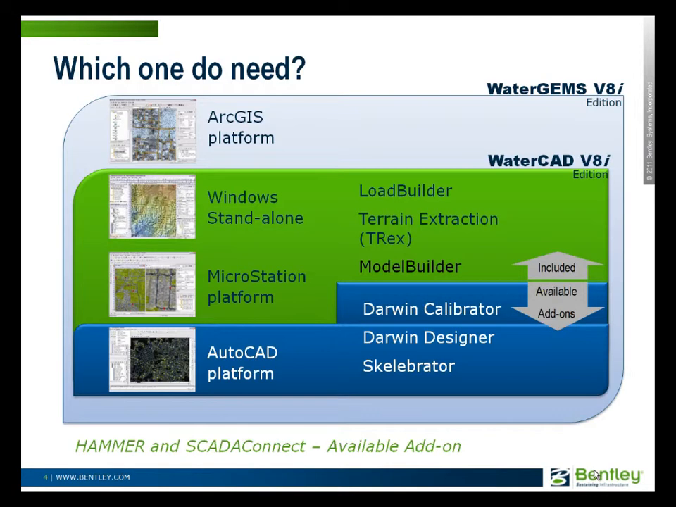Okay, which one do you need is one of the questions we often get. The basic stuff that you can buy is WaterCAD. That's the basic product. It's available as a standalone program. You just buy WaterCAD and away you go and run it. And you get some extra add-on packages like Load Builder, Terrain Extraction, and Model Builder, which helps you build models. So even with the basic WaterCAD package, you get quite a few extra tools.